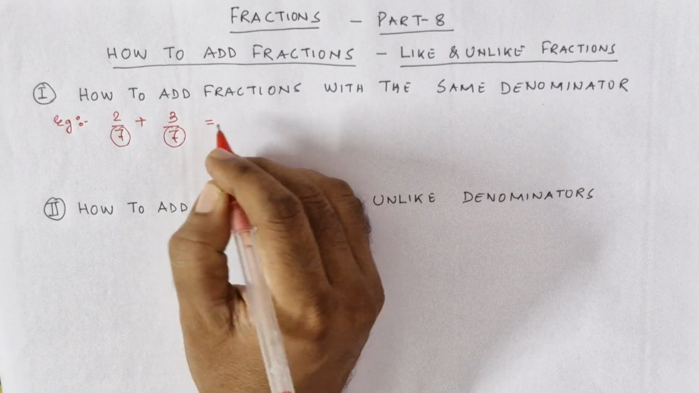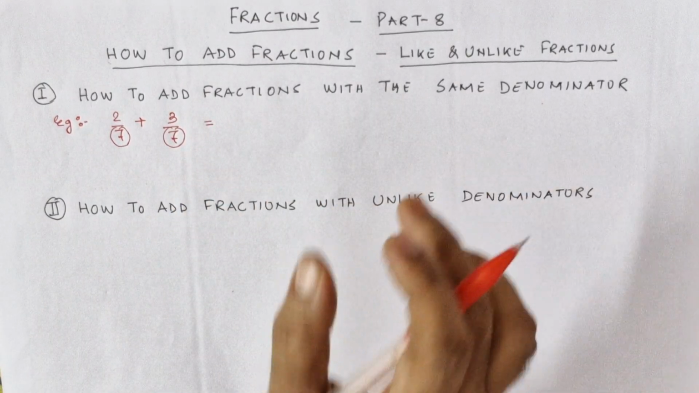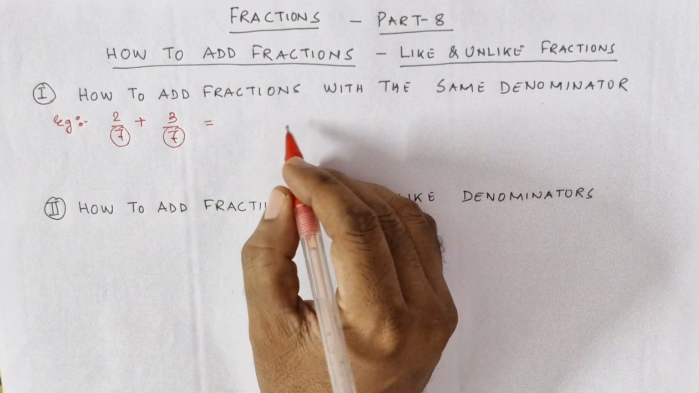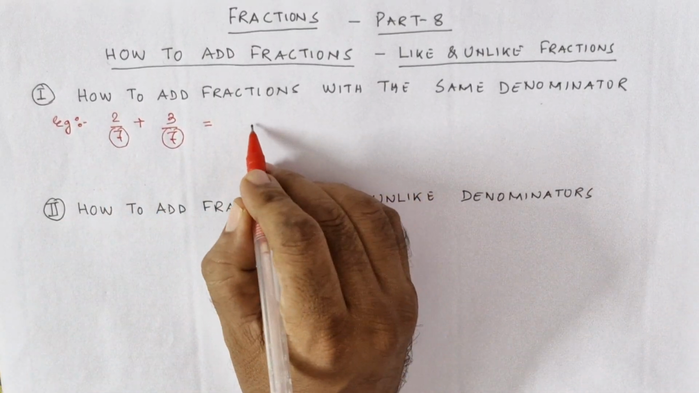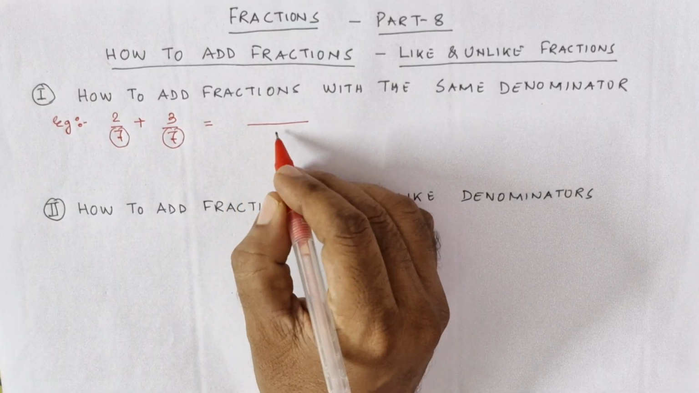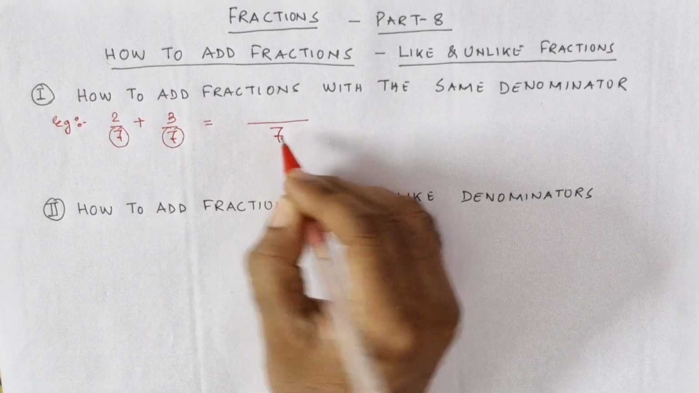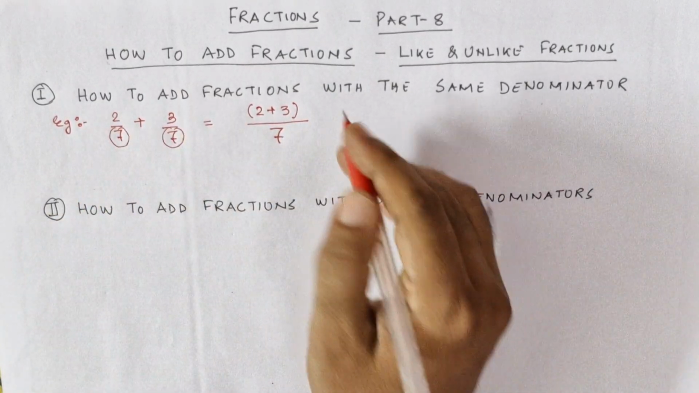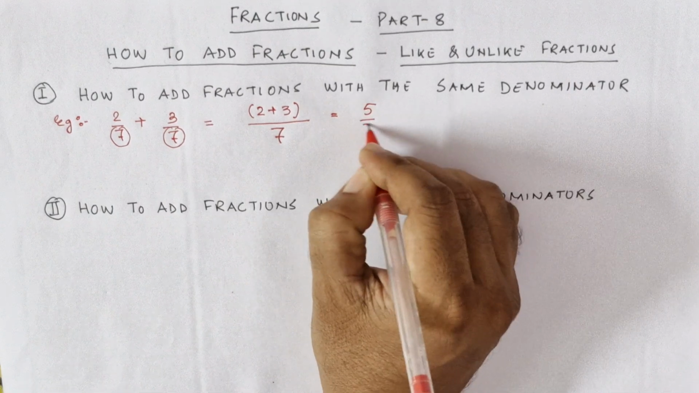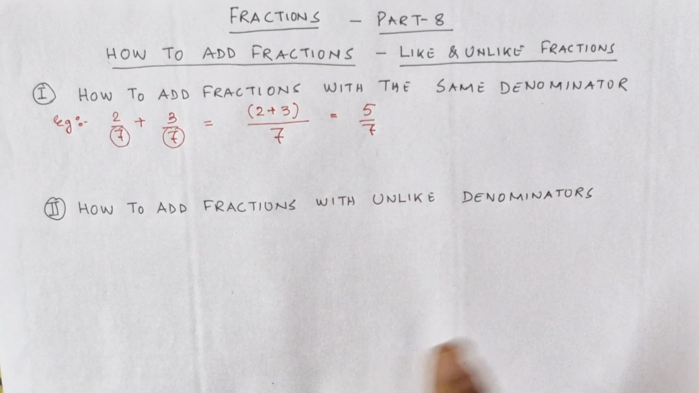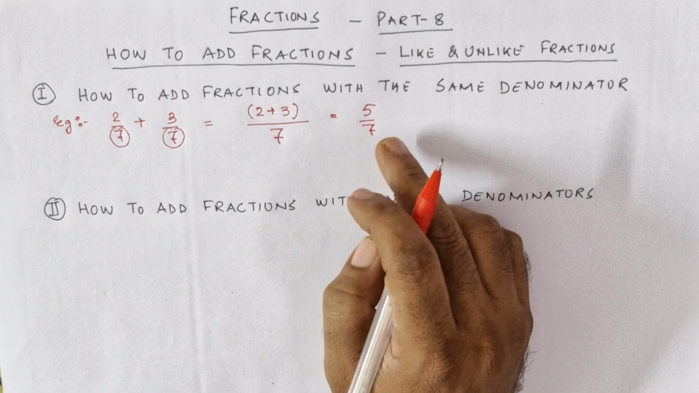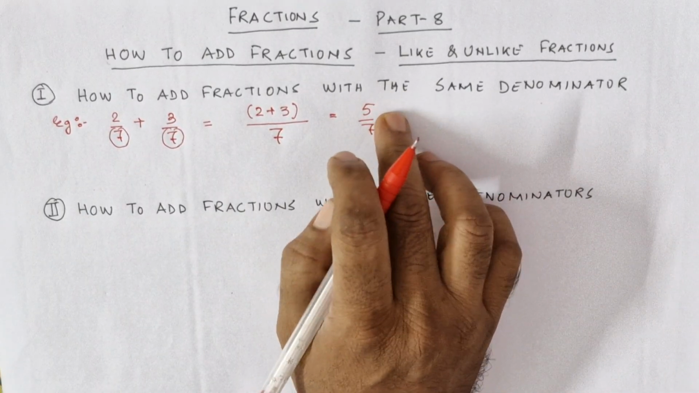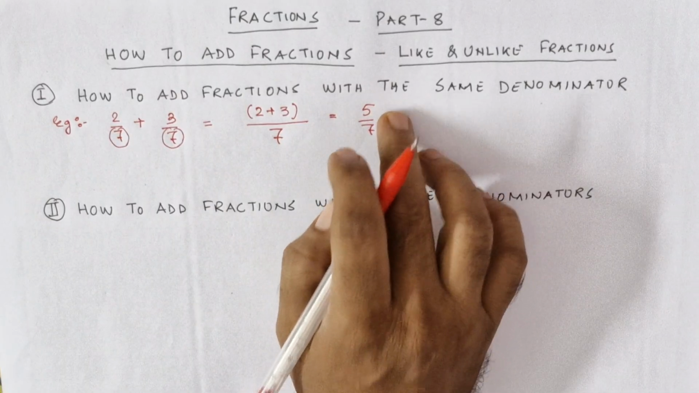So for this, the rules or the steps are very simple. Add the numerators and keep the denominators the same, because both denominators are 7. So give the division sign. In the denominator write 7. In the numerator just add the respective numerators. 2 plus 3 becomes 5, so the answer is 5 by 7. Got it? And obviously at the end of the addition, check the end result and see if it can be simplified. If simplification is required, just simplify it.